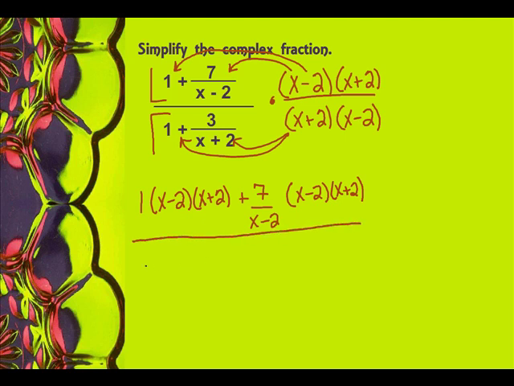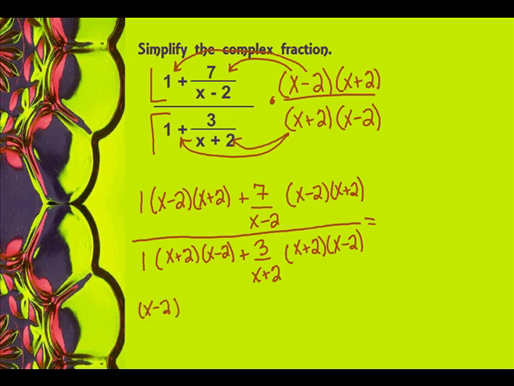So now I'm going to do the bottom. 1 times x plus 2 times x minus 2 plus 3 over x plus 2 times x plus 2 times x minus 2. Now here's some of the fun stuff. Well, this part actually is just going to be, I think I'm going to have room here. Maybe I'll put it down here. x minus 2 times x plus 2. Now this part, this is over 1.